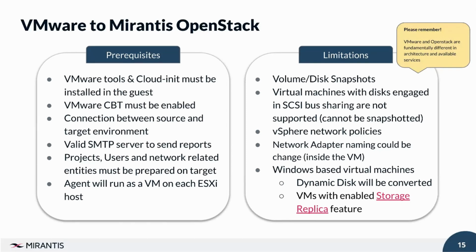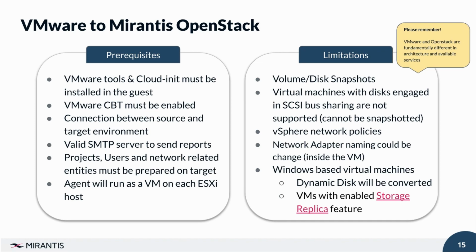On the VMware side, we require CBT enabled. It's changed block tracking. That must be enabled before we do the first snapshot, because we rely on this function that we read out the deltas and ship them to the target then.